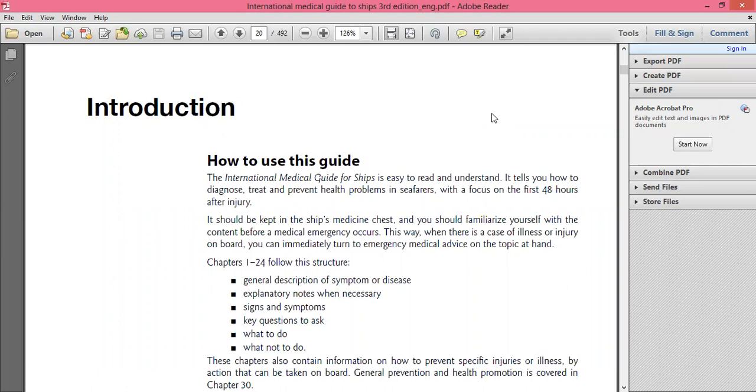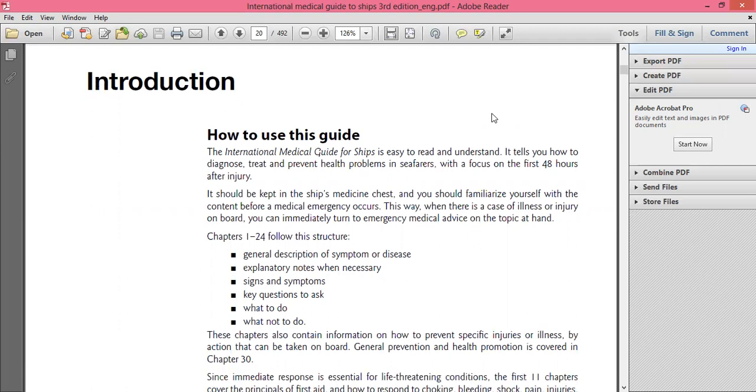It tells you how to diagnose, treat, and prevent health problems in seafarers, with the focus on the first 48 hours after injury. It is supposed to be kept in the ship's medicine chest, and you should familiarize yourself with the content before a medical emergency occurs. This way, when there is a case of illness or injury on board, you can immediately turn to emergency medical advice on the topic at hand.